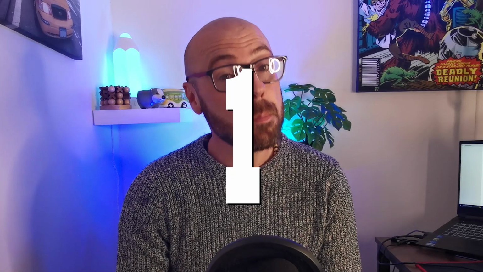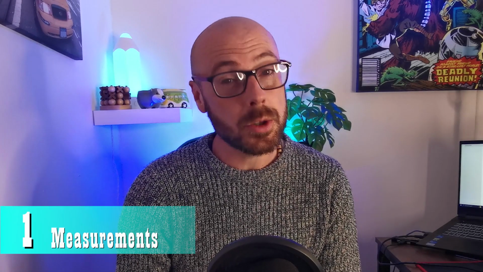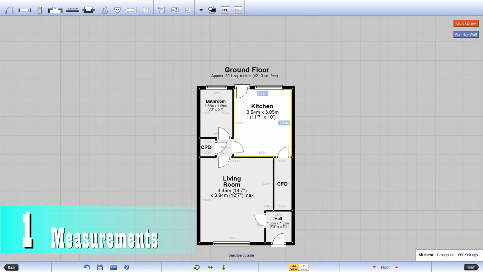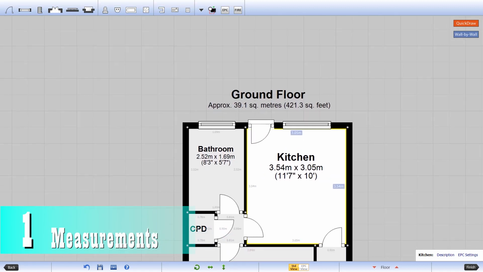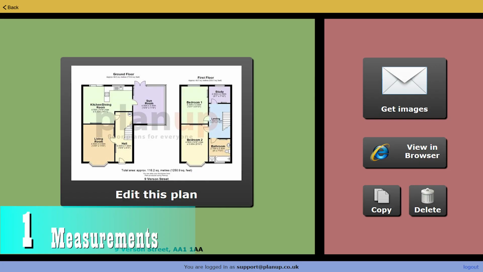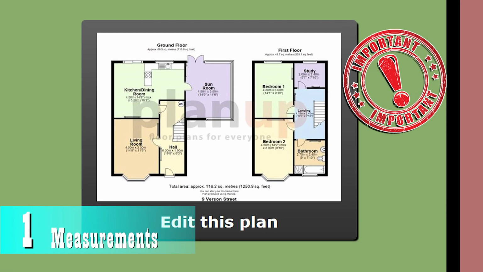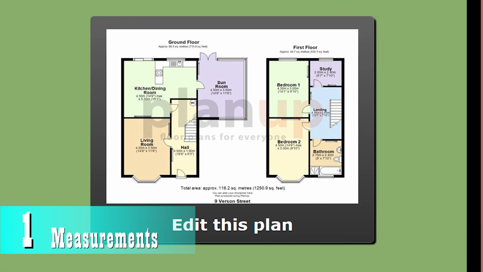Now number one is measurements. Be sure to show measurements on your plan. Show your total areas as well. Show per floor and show collectively the total square area. This is really important for any prospective buyer or tenant.